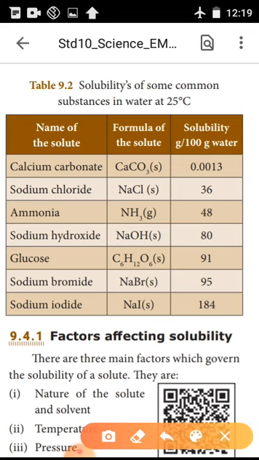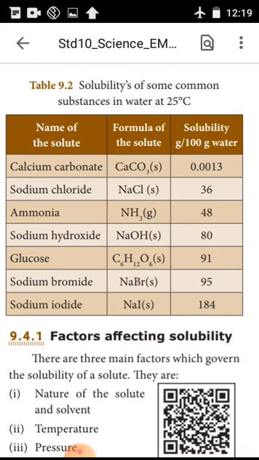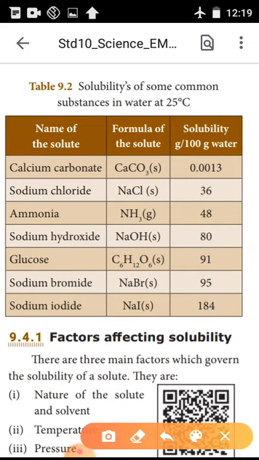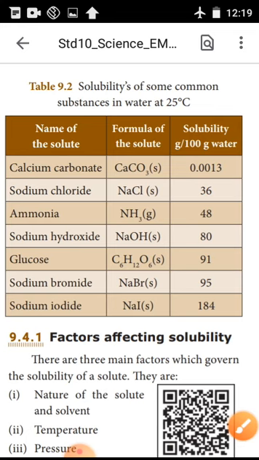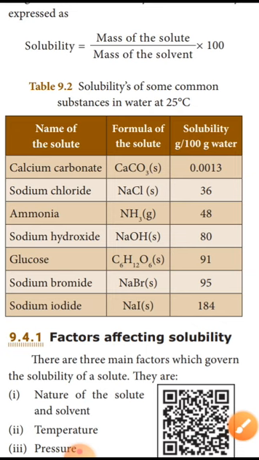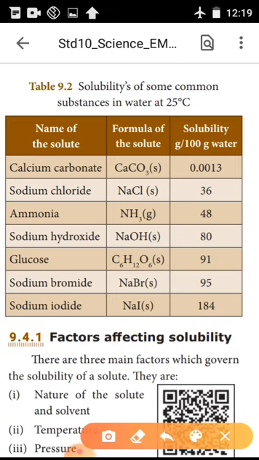Next example, sodium hydroxide. The formula of sodium hydroxide is NaOH. This is a solid state matter. Then what is the solubility value? 80. Okay, the next one, glucose. What is the formula of glucose? C6H12O6. This is a solid. Then what is the solubility of glucose? 91.